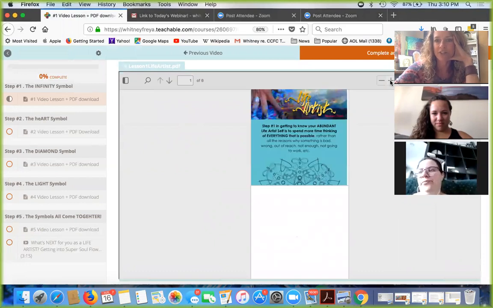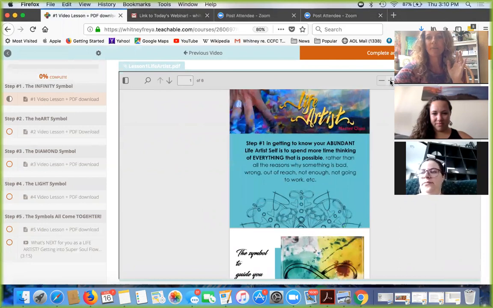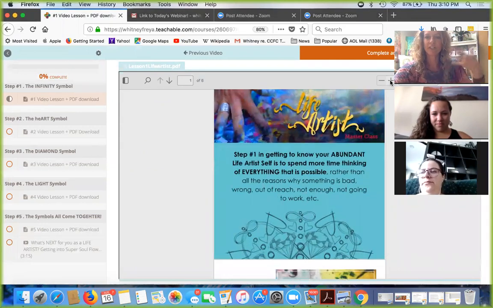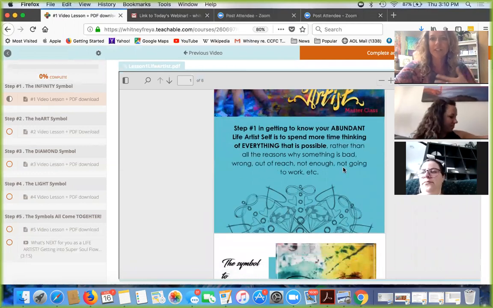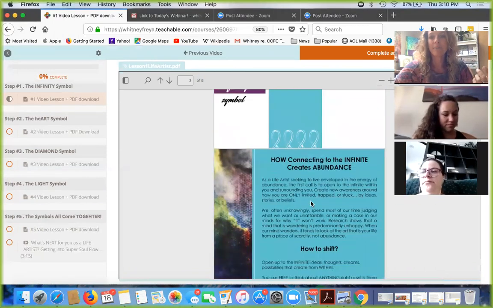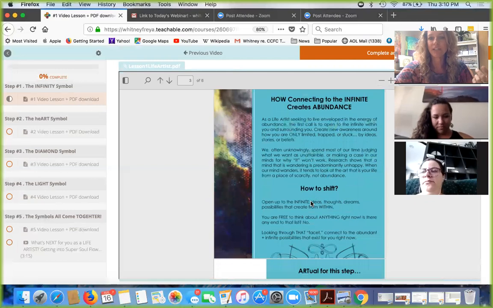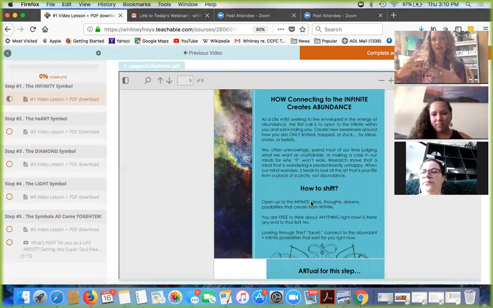And so this first symbol on this journey, if you're taking notes at all, you want to remember there are 5 symbols that were given to me to illustrate this journey, living as a life artist and living in this state of abundance. This infinity symbol is the first one. And the whole idea is, from a place of infinite perspective, how do things look differently?